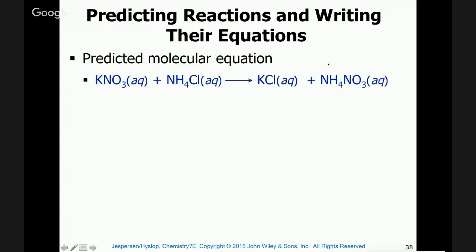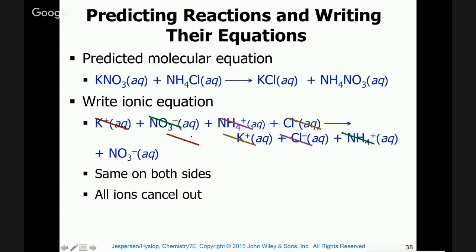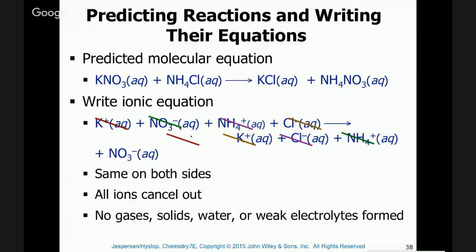So this is our equation. We need to write out our ionic equation and remove the spectator ions. Same on both sides. All ions cancel out. No gases, solids, water, or weak electrolytes formed.